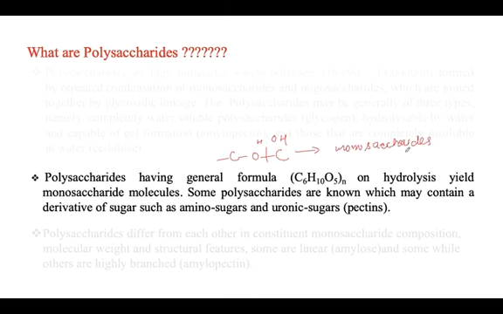There are some polysaccharides which may contain, in addition to the sugar, some molecules which are derivatives of sugar. For example, one hydroxy group of the sugar molecule has been replaced by an amine NH2 group, so we call this an amino sugar. Or we have uronic sugars, where a hydroxy group has been changed.